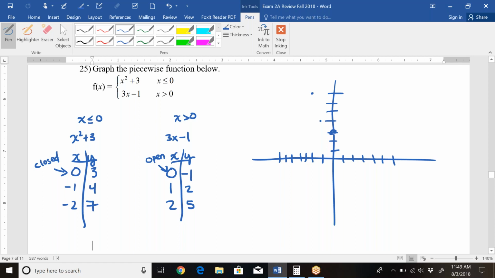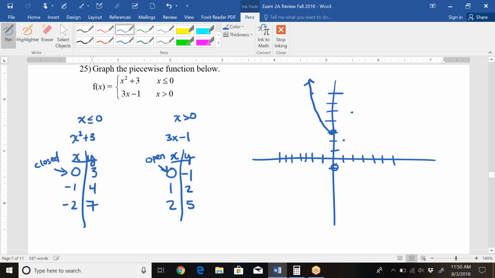Okay, this is an x squared, so notice this has that parabola shape to it. And it does go on forever because this says less than or equal to 0, which means this pattern continues forever in that direction. (0, -1) is an open circle. Every other point we plot is just a point. So (1, 2), (2, 5).